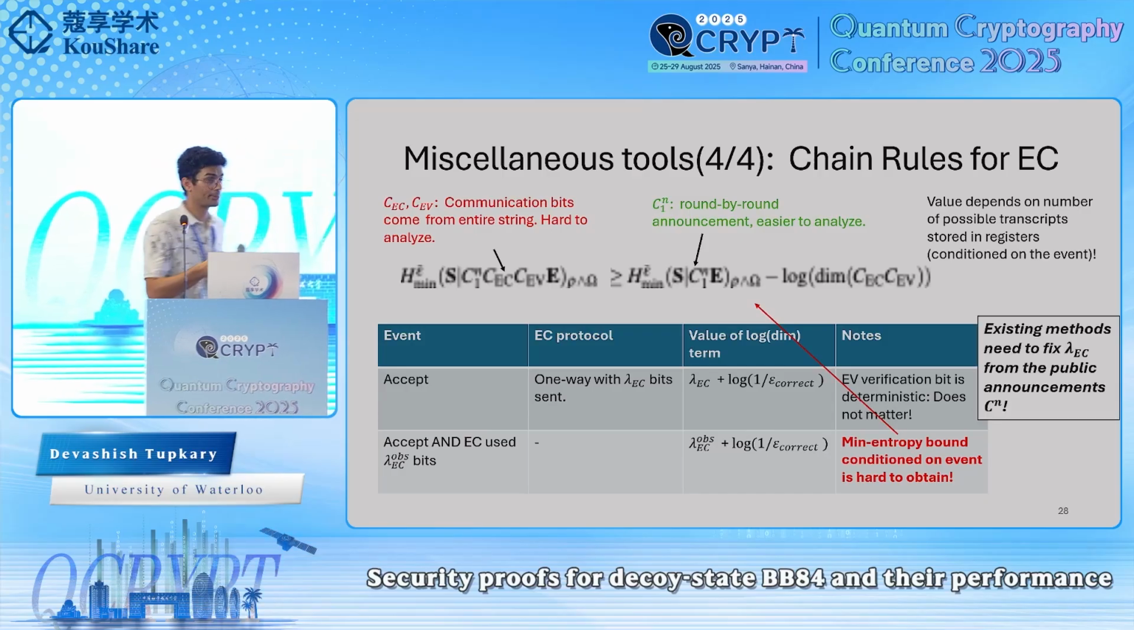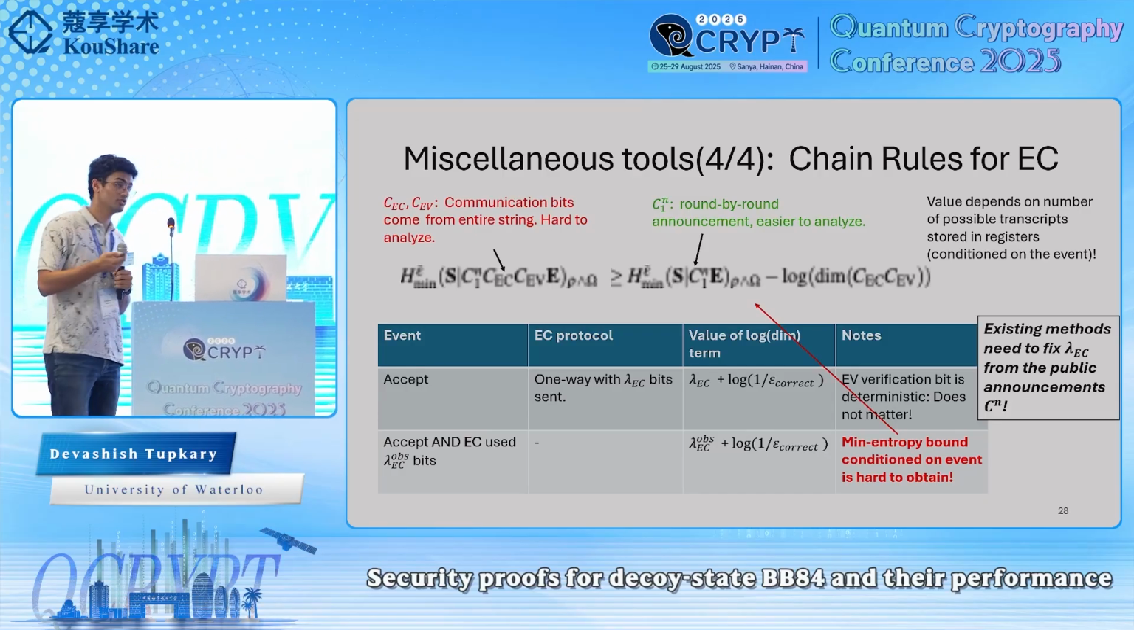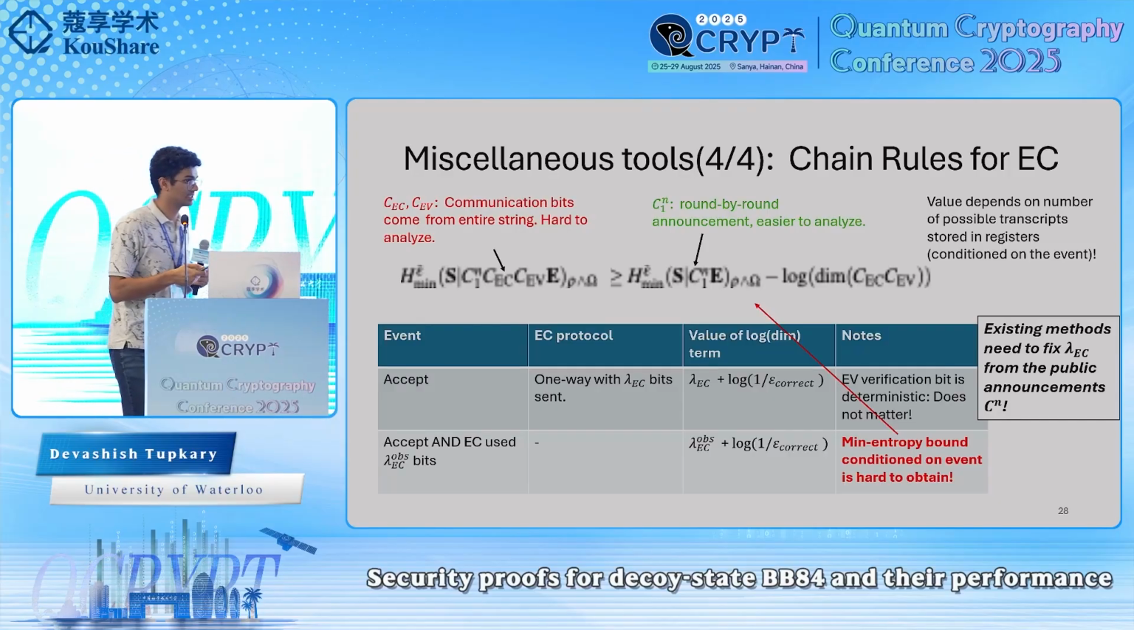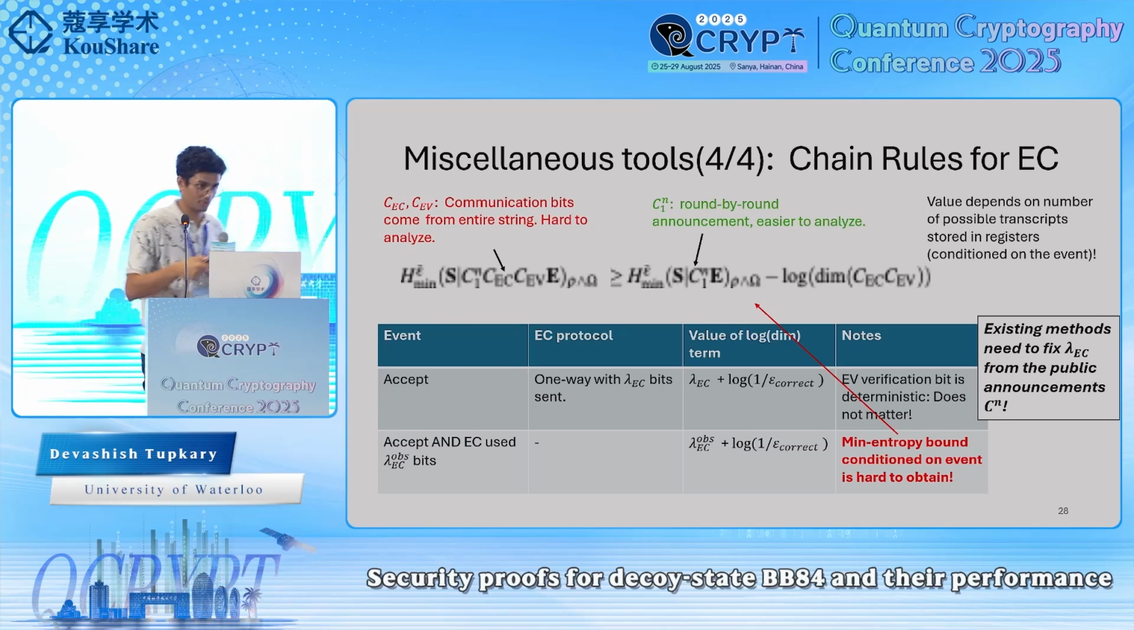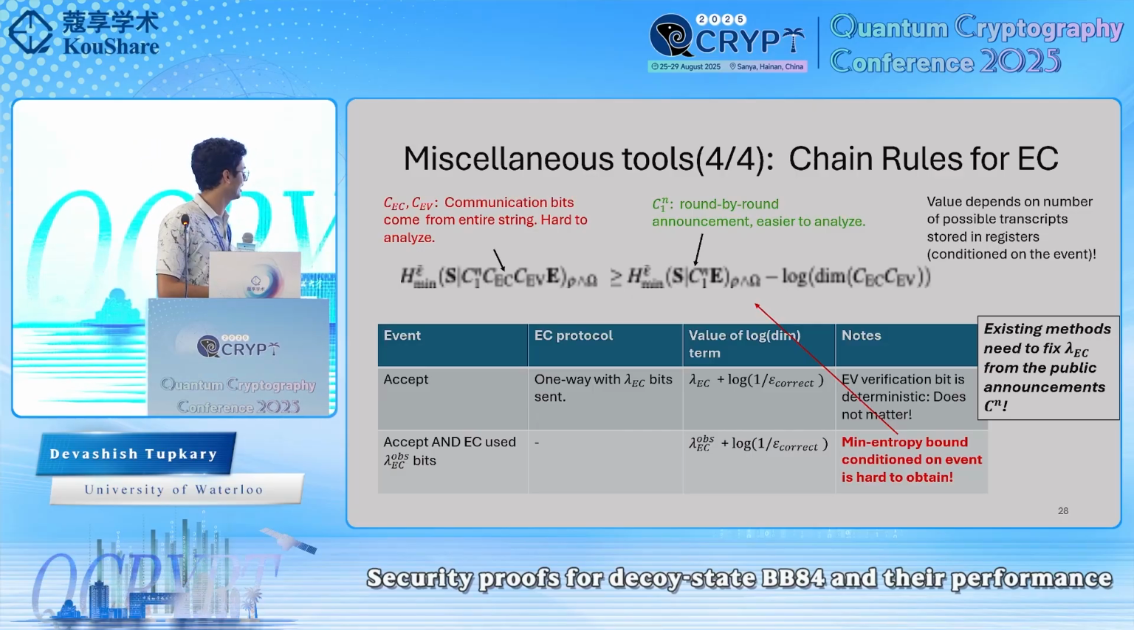in existing security proof methods, you have to do your public announcements, and you need to fix what error correction protocol you're going to use and what this term is going to be in your security proofs at the stage where you do public announcements. Right? You can't first do error correction, look at how many bits you used, and then say, okay, this is how many I'm going to subtract. And this is an incorrect claim that I think even I made in one of my papers.